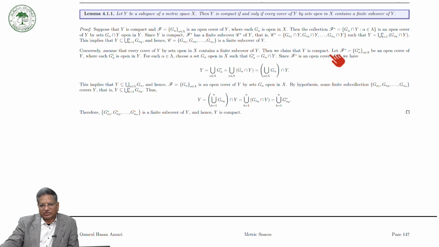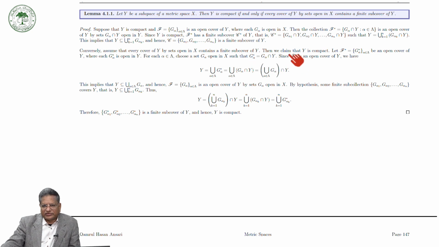Then we claim that Y is compact. To show Y is compact, let us take F* = {G_α*} to be an open cover of Y by sets open in Y. For each α in Λ, choose a set G_α open in X such that G_α* = G_α ∩ Y, because we are assuming that this is an open set in Y. So corresponding to this open set, we can choose a G_α open in X such that the intersection is equal to this one.